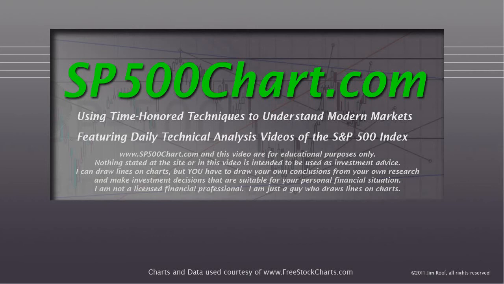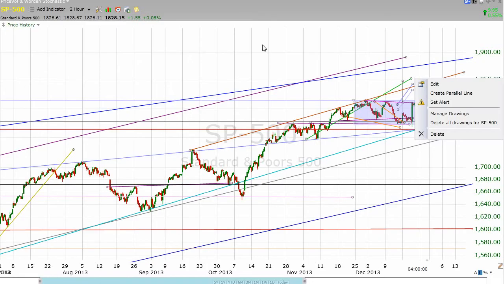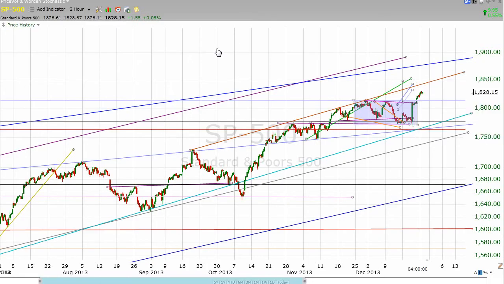So let's take a look. Okay, the first thing I want to do is take a look at a 2-hour chart, which is a time frame I don't look at very often, and it's a very simple reason why.